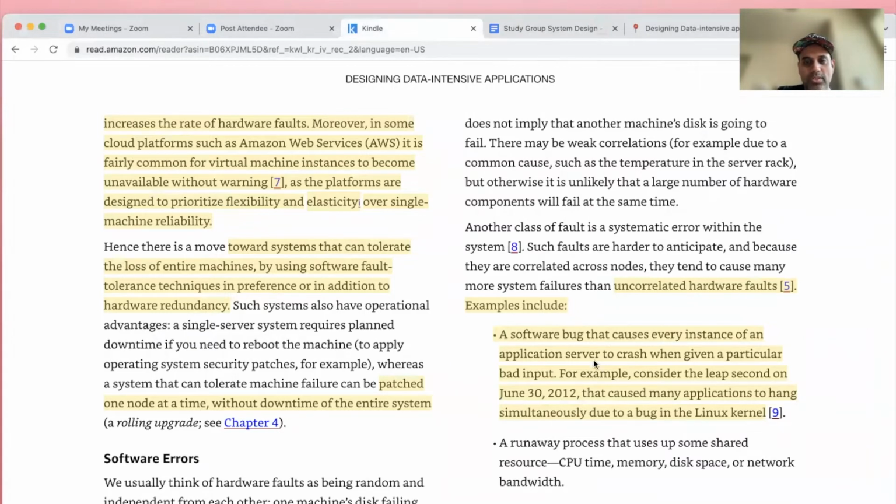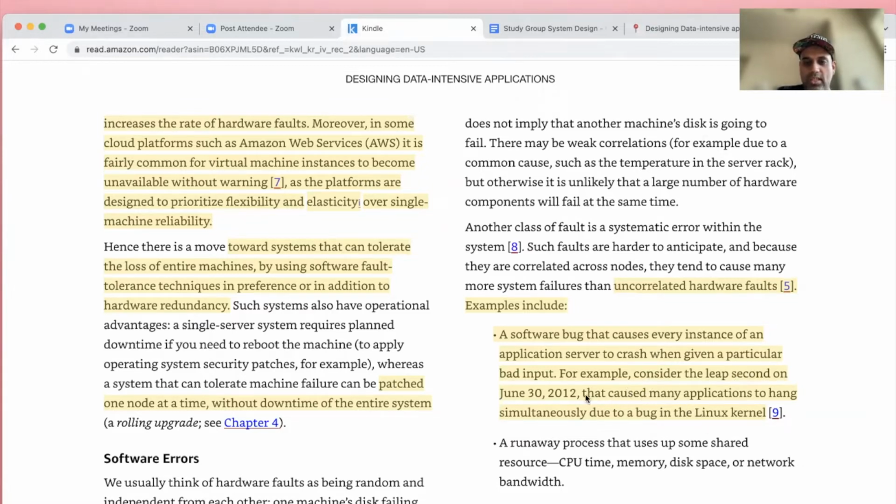So another part of this chapter is software errors and bugs. And I think this is something that we're all more accustomed to, because it says we usually think of hardware faults as being random and independent from each other. One machine's disk failing does not imply that another machine is going to fail, but there may be weak correlations such as the temperature. Another fault is systemic error within the system. Such faults are harder to anticipate, and because they're correlated across nodes, they tend to cause many more system failures than uncorrelated hardware faults. So software bugs, right?